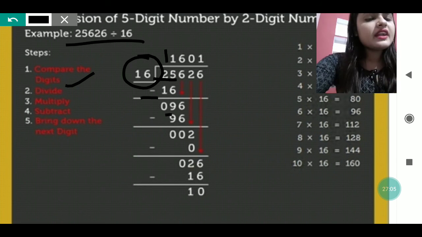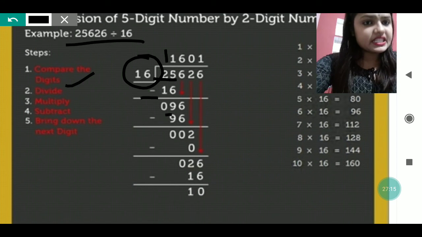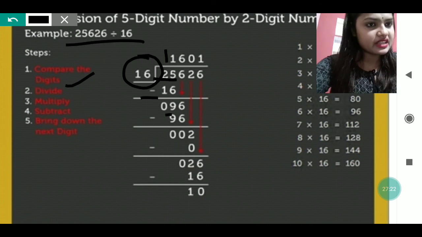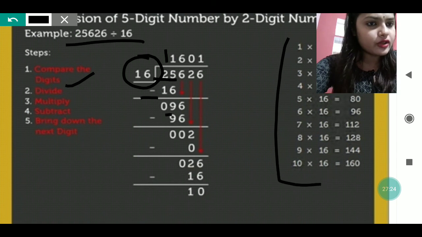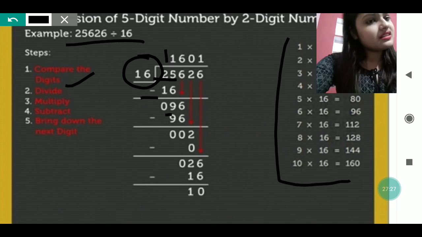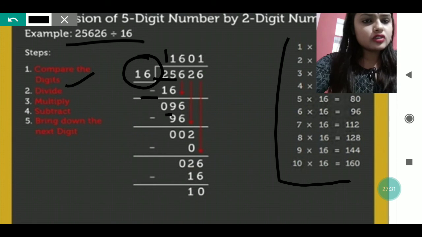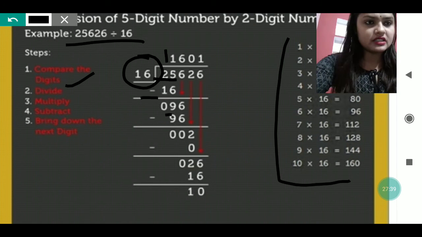So when we read the table of 16, 7 times, how many times? 7 times, then we get 96 exactly. 16 sixes are 96. You can see the table is written, I have written the table for you on this side. 16 sixes are 96. So 96 is completely divisible here. Now when we subtract 96 minus 96, 6 minus 6 is 0, 9 minus 9 is 0. So we have got 0 only.